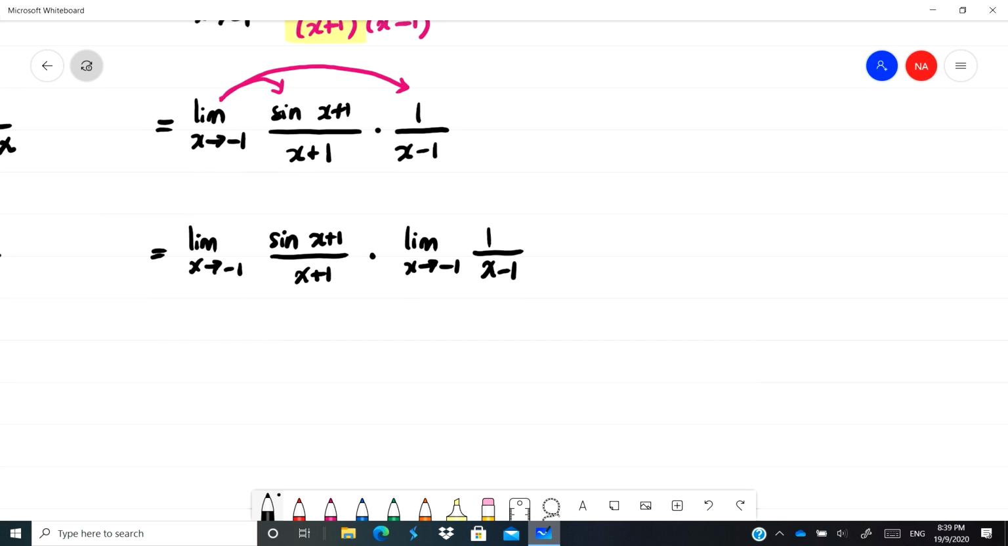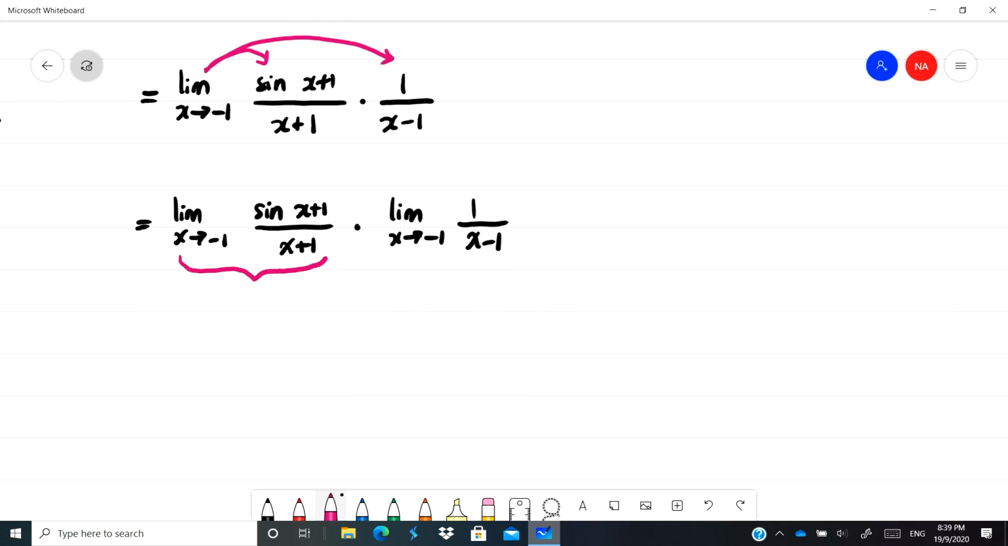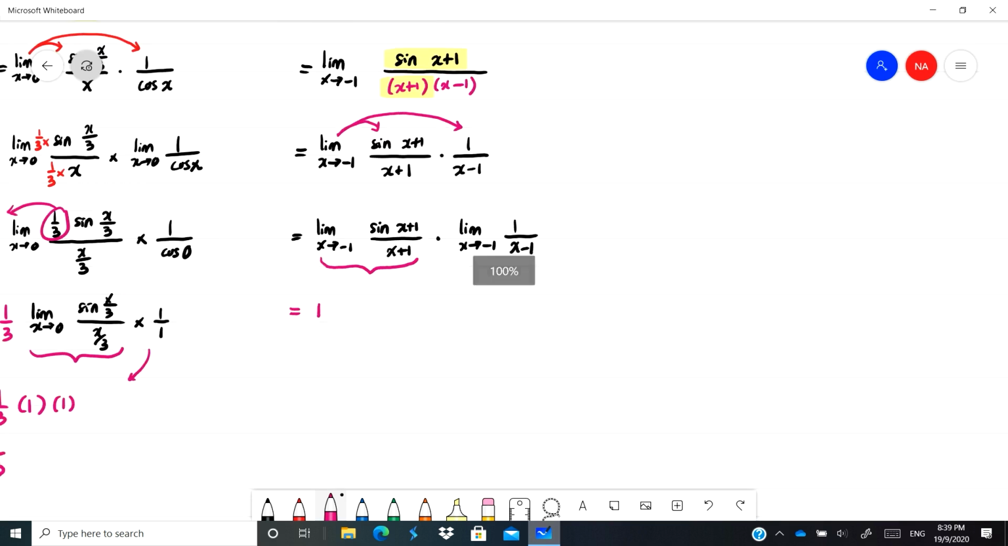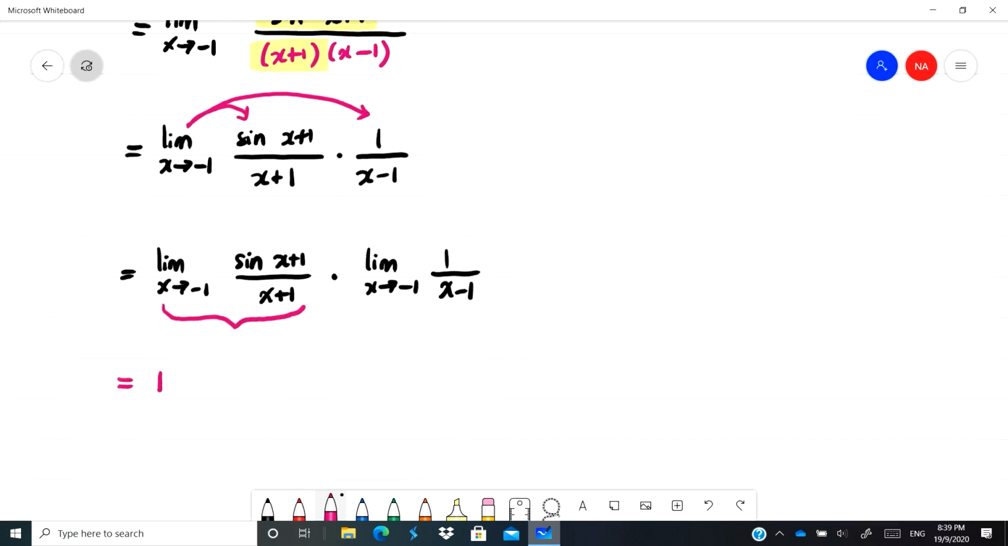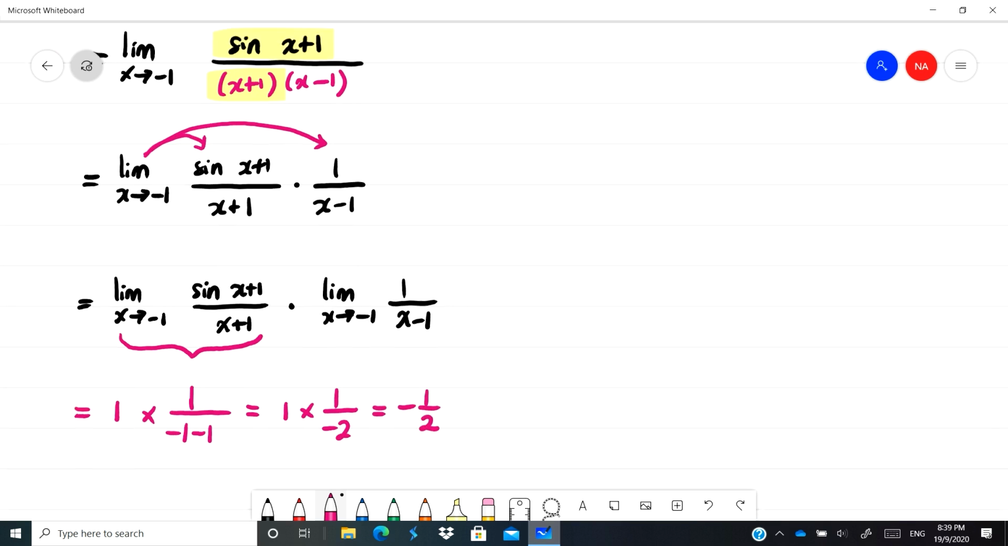This part here we have seen in the previous examples, I think in question number 5 or 4, number 5 I guess. So we have to do the shifting of the graph. This is actually making use of the squeezing theorem, so the final answer will be 1. For this part you substitute the value of x as -1, multiplied with 1 over (-1 minus 1). So your final answer will be 1 multiplied with 1 over -2, which is -1 over 2. That's your final answer for this one.